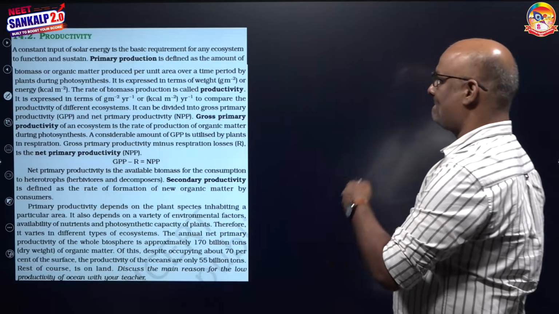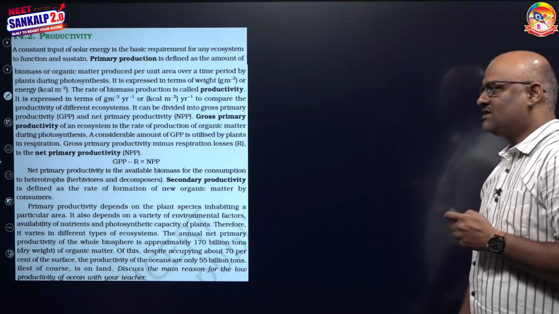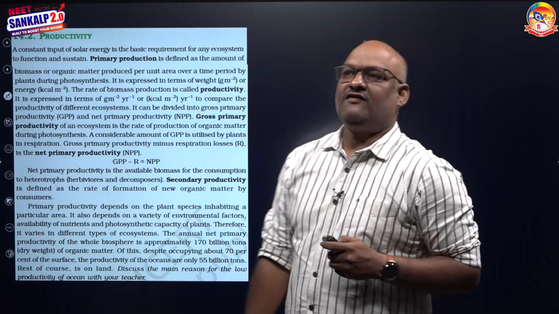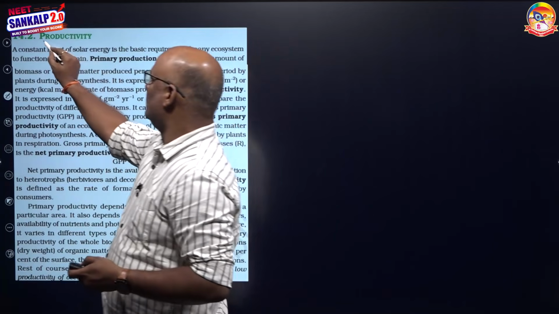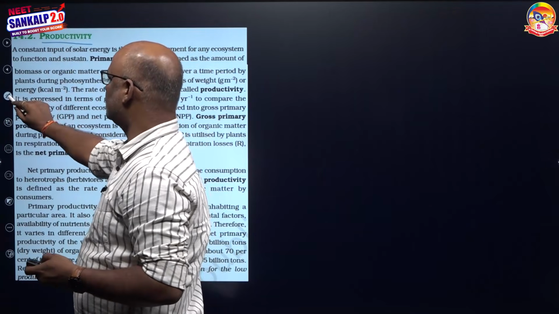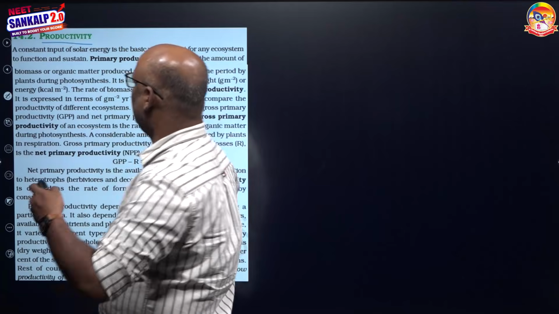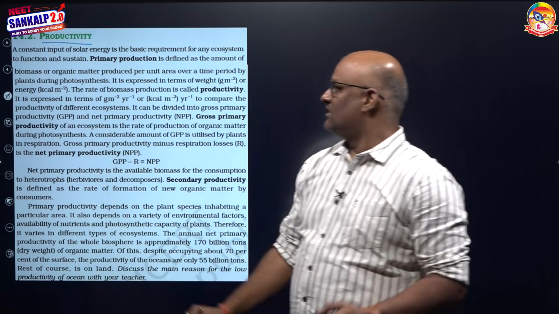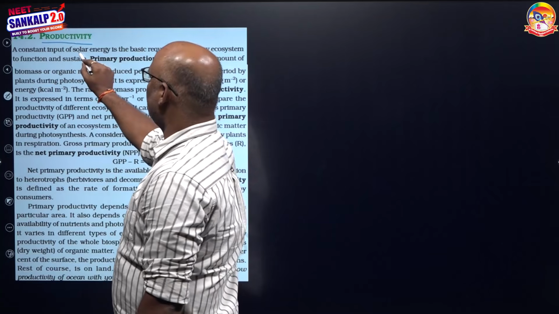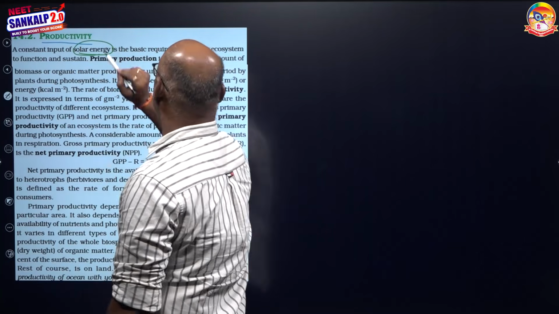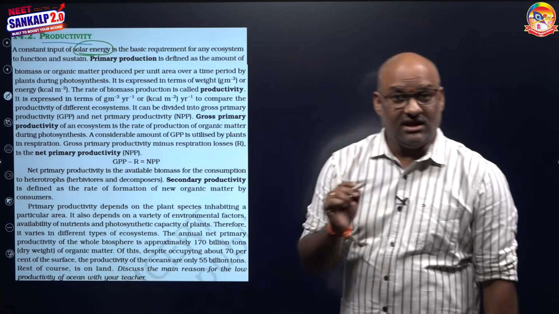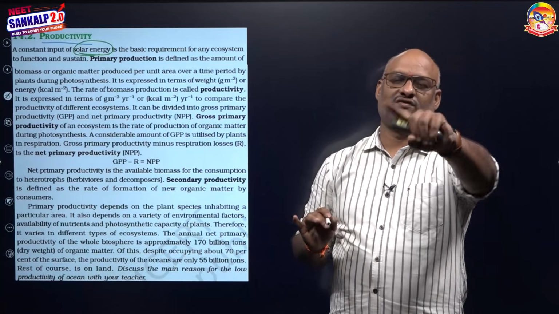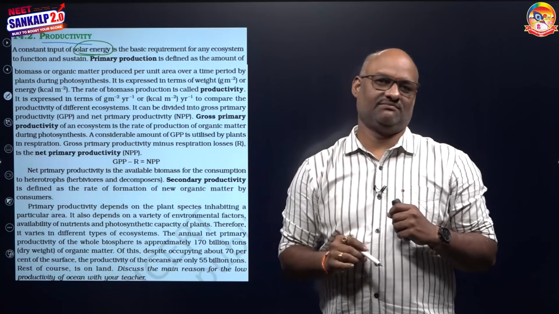Now let us see the first component of the ecosystem, which is nothing but productivity. Now for productivity, what is the main source of energy? The basic source of energy is solar energy. So a constant input of solar energy is needed for every ecosystem to function as well as sustain, to survive.